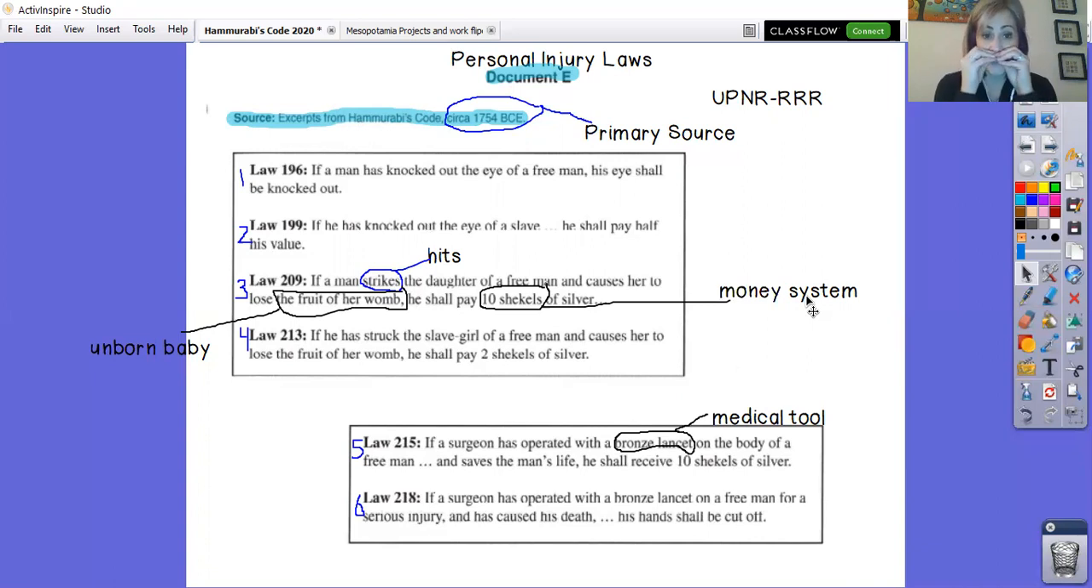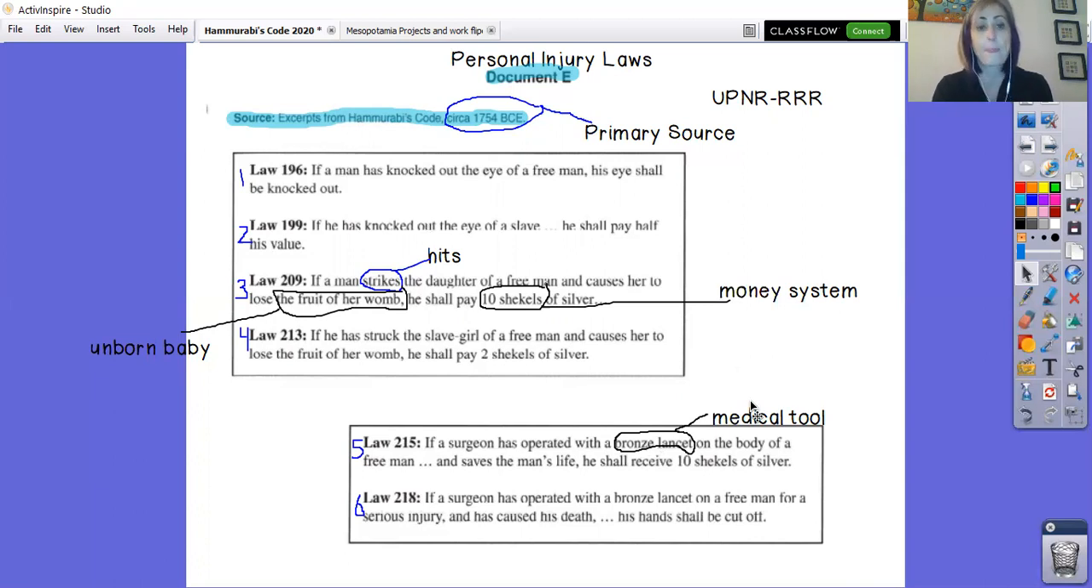Again, I know different time, different place, and we have to keep that in mind. All right, Law 215. If a surgeon has operated with a bronze lancet, which is like a medical tool, like a scalpel, on the body of a free man, and he saves the man's life, he receives 10 shekels of silver. Good job, sir. He saved his life.